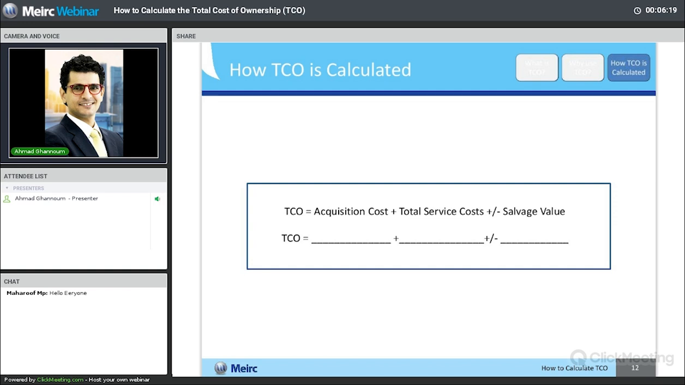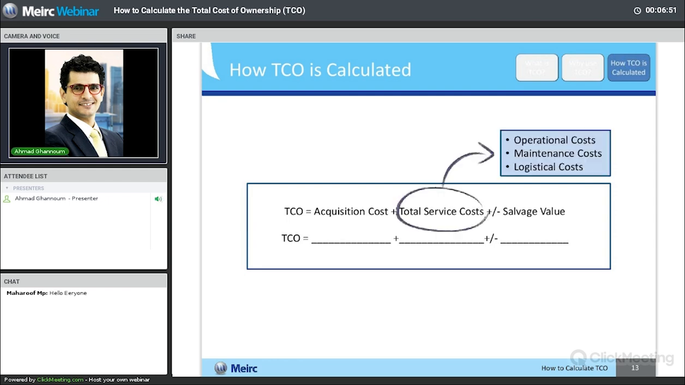If we expect to sell the asset at the end of its life, which will generate a net positive cash inflow, then we are going to subtract the salvage value. So the equation becomes TCO is equal to acquisition costs plus total service costs minus salvage value. If, on the other hand, we have to pay money to dispose of the asset, such as dismantling charges, then that salvage value will have to be added to the equation. So the equation in this case becomes acquisition cost plus total service costs plus salvage value.